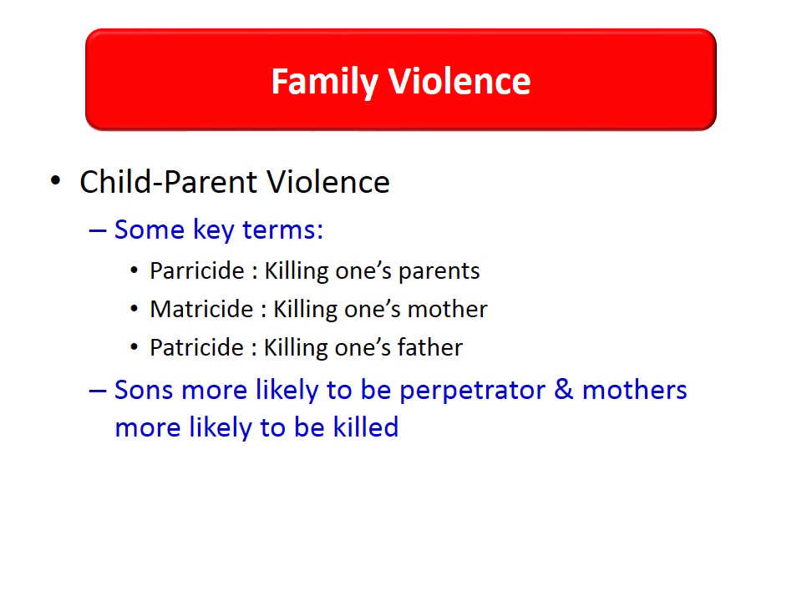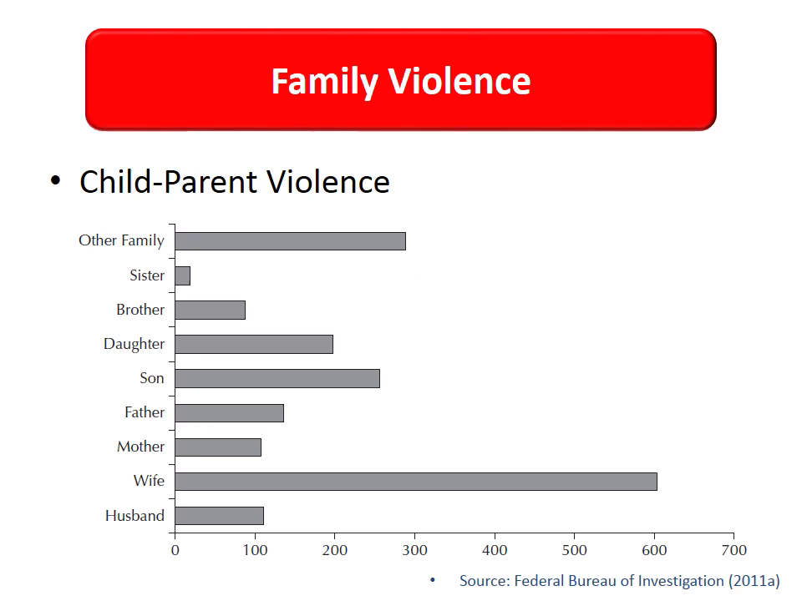Although sons dominate in extreme forms of family violence, the gender differences in these types of crimes are not as obvious when we examine more moderate forms of violence. The graph on this slide shows the number of murders by family relationships. As you can see, parricide is more often committed by sons compared to daughters.